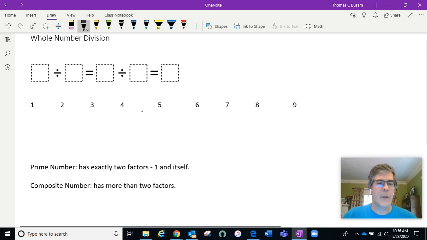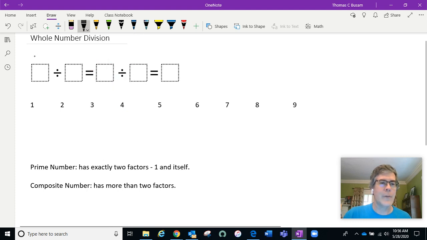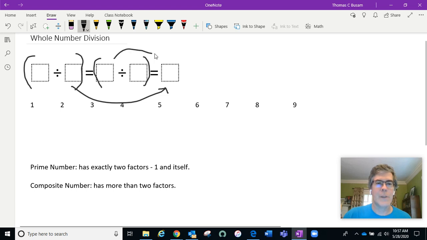And the next thing I want to point out to you is that what you're doing is basically two different division problems. See, we have two equal signs. We're not used to dealing with that. But you have this division problem, which is going to equal an answer. And this division problem, which is also going to equal the same answer.